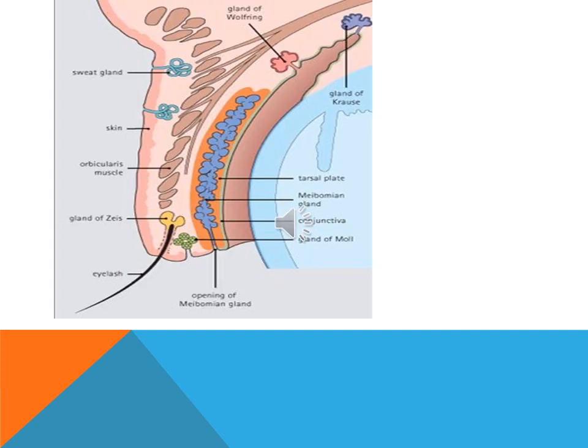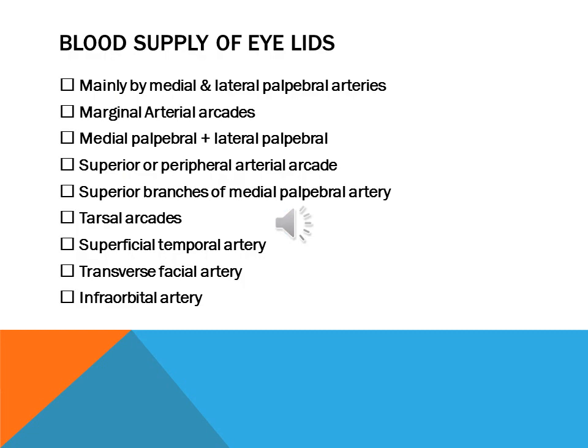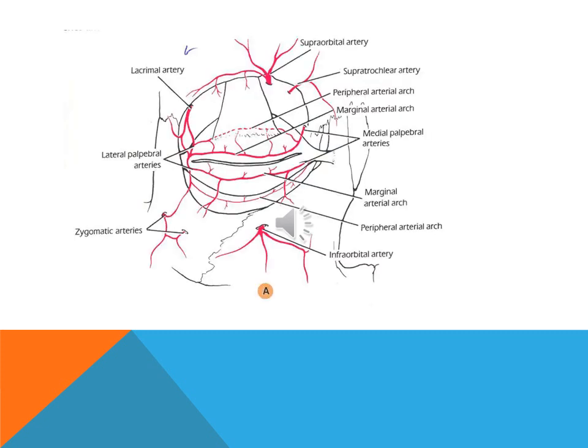This is the picture showing the various glands' location in the lids and their relation anatomically. The blood supply to the eyelids is derived mainly from the medial and lateral palpebral arteries, the marginal arterial arcades, and the medial, lateral, superior and inferior palpebral arcades. The blood supply is mainly from the transverse facial artery, superficial temporal artery and infraorbital artery. This is the picture showing the various blood supply to the eyelids and their arcade formations and distributions.